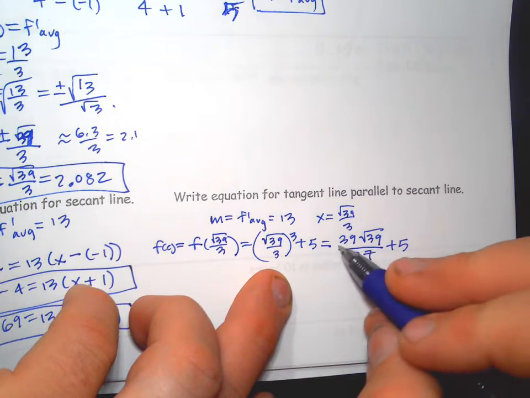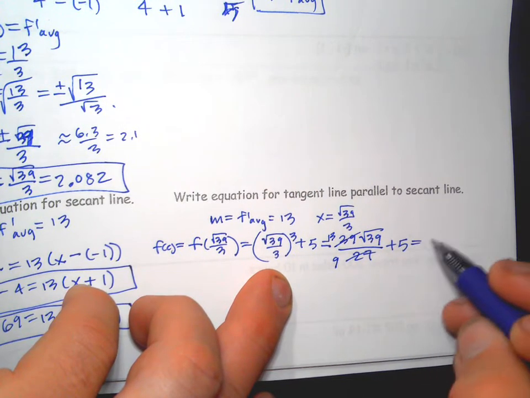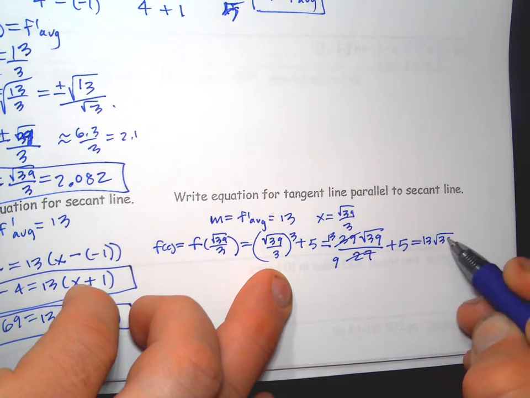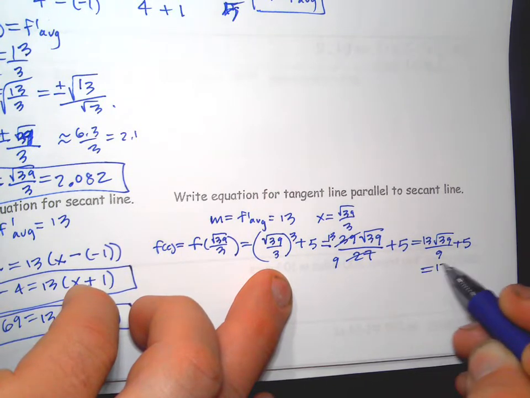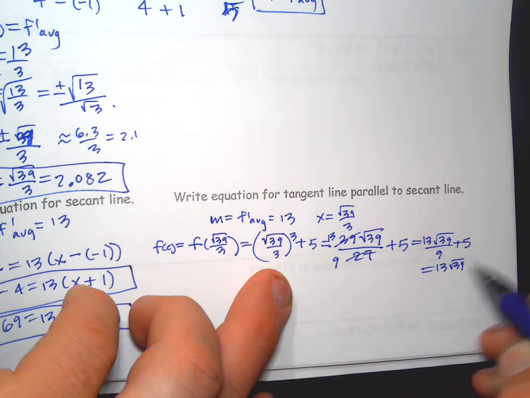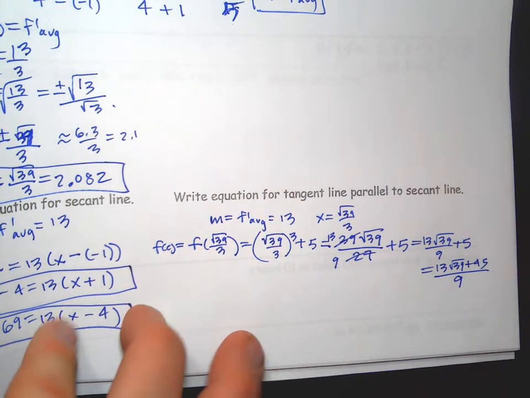We could reduce this to 13 over 9. So we could say 13 square root of 39 over 9 plus 5. We could combine them into a single fraction if you want, not required.